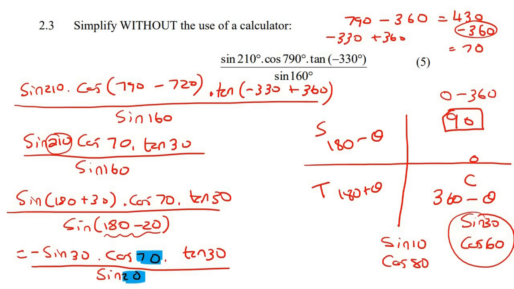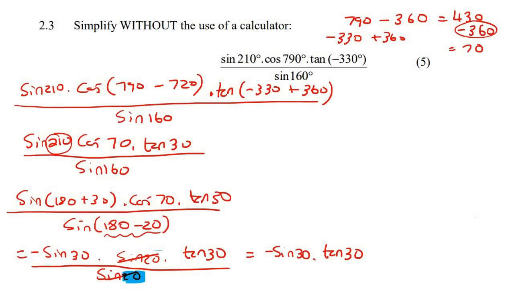So what we do is we choose one of them, either the bottom or the top, it doesn't matter, and you change that one. So I'm going to change this one to sin 20. Let me show you that again. I changed cos 70, and I changed it to sin 20. The reason I did that is because now these two can cancel. And so now we are simply left with negative sin 30 multiplied by tan 30. Now those are special angles.